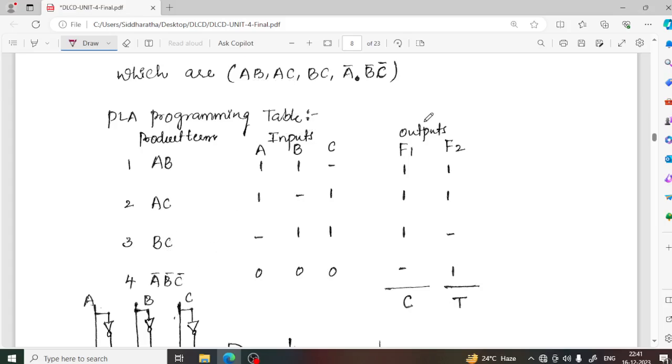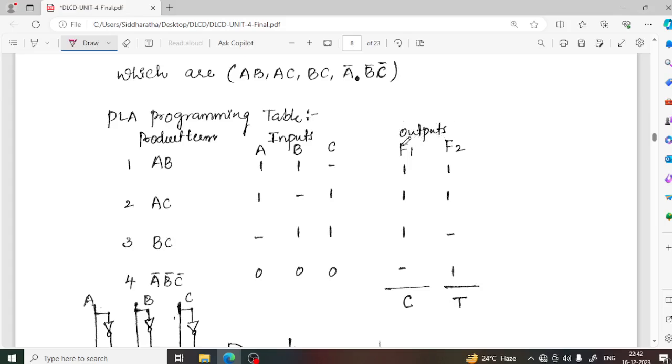Inputs you have to list out, and then the outputs. Inputs A, B are in normal form, so you put a 1. C is not present in the product, so you put a dash. Similarly you fill the input column, right? Here observe A bar, B bar, C bar. Presence of A complement is 0, presence of B is 0, presence of C is also 0.